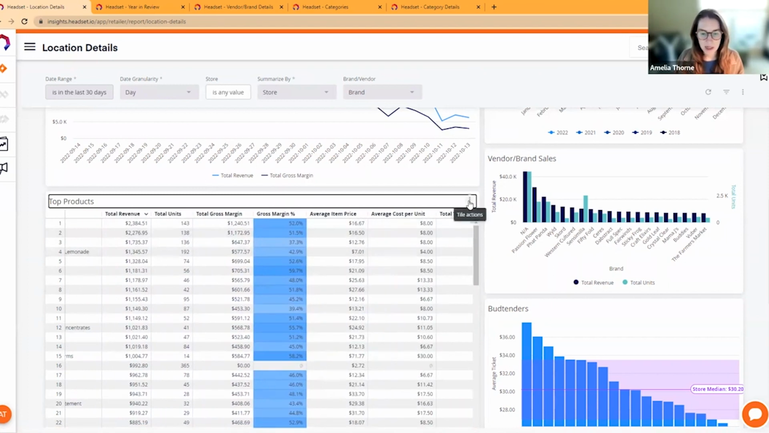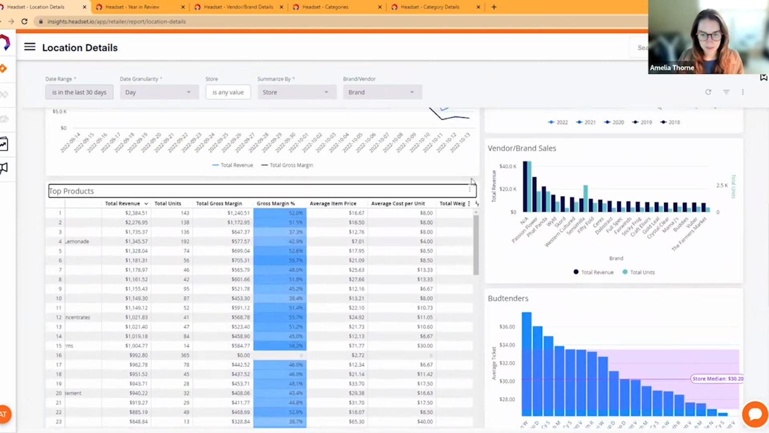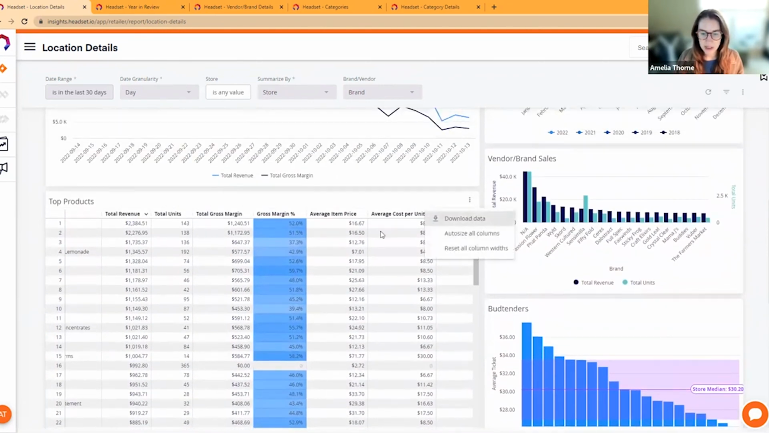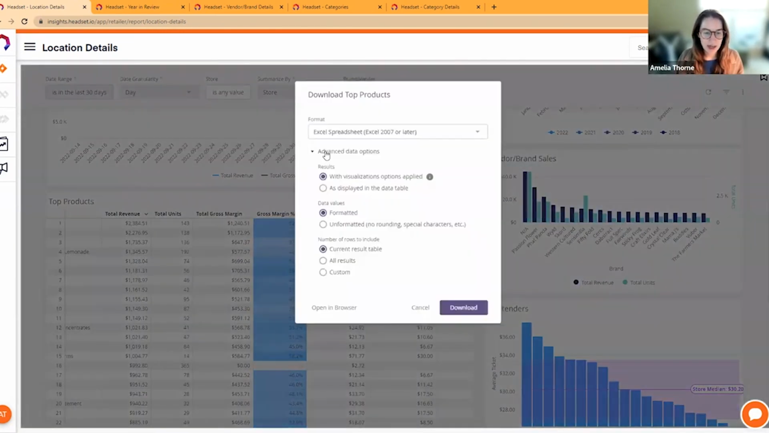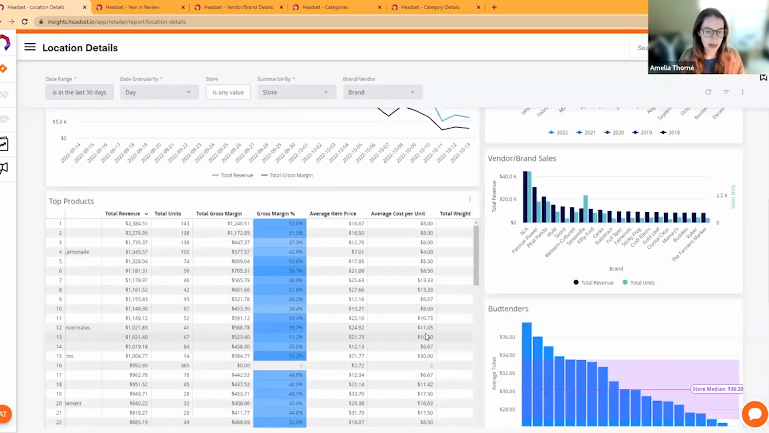Another thing I'd recommend doing is, it can sometimes be finicky to use this in app, but you can download this data into Excel. I would hit advanced options, click custom, and then do 5,000 rows. That will ensure that you download all of the rows within this one table. So you can go ahead and click download, and then it will download to your desktop, and you'll be able to slice and dice the data however you want that way.